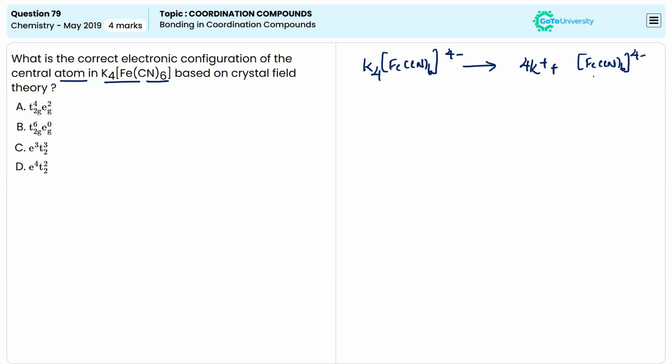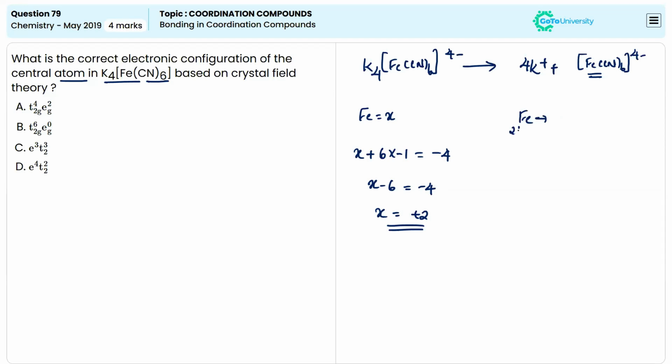Here, we first have to find the oxidation state of the metal, because inside the coordination sphere no ionization will be possible. We take the oxidation state of iron as X. CN minus has a charge of negative 1, and 6 CN minus ions are there. According to the rule, the summation of the oxidation states is equal to the charge of the complex ion. So X minus 6 is equal to minus 4, and X will be plus 2. So iron is in plus 2.